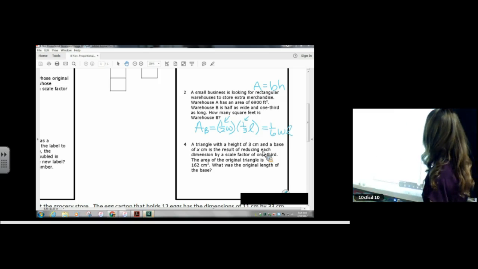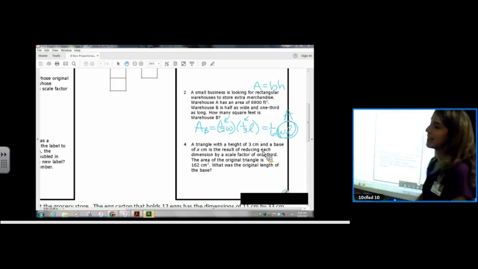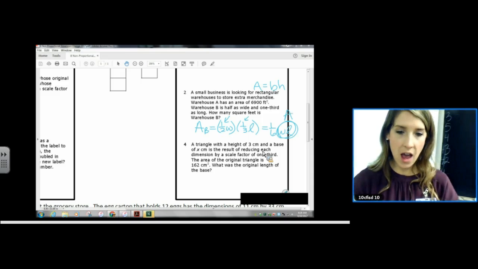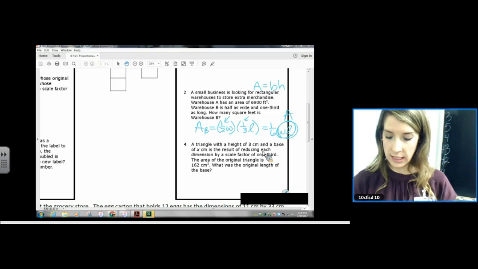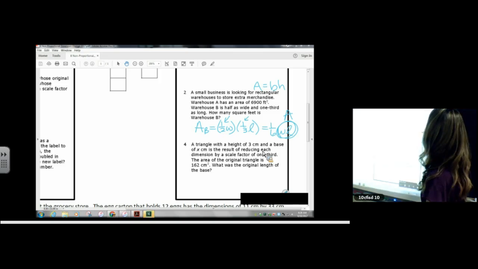This length times width, this is your area. So it's saying it is 1/6 of the area, 1/6 times the area. So 6,900 divided by 6 is 1,150 square feet.